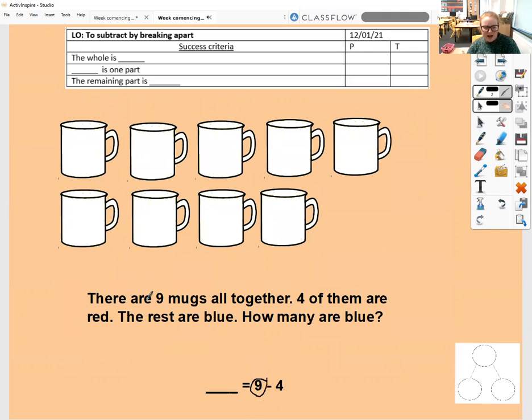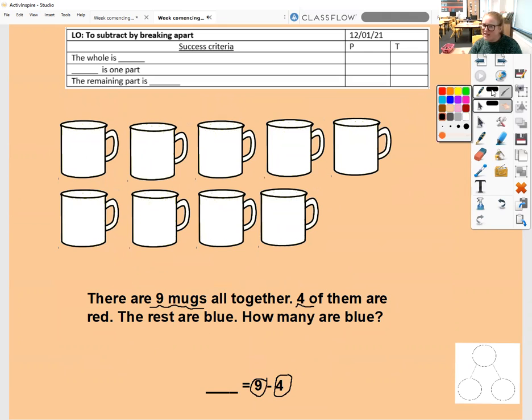So it's saying that altogether there are 9 mugs. 4 of them are red, so 4 red ones are first part. We want to know how many are blue, which is our remaining part. So I know I have 9 mugs altogether.